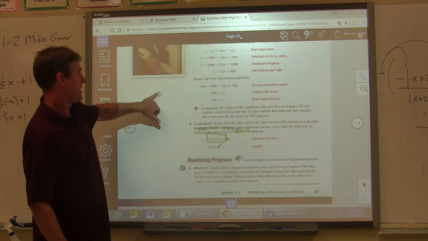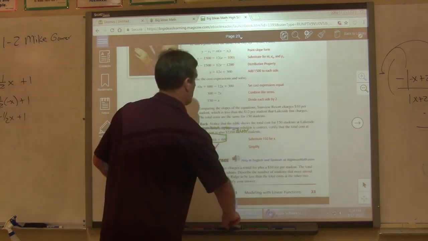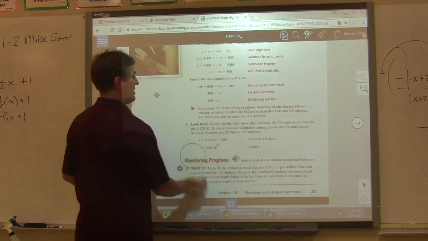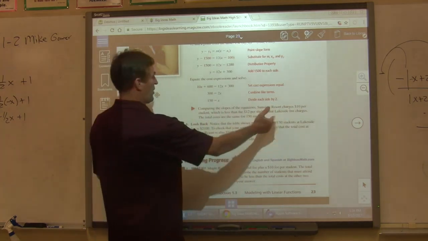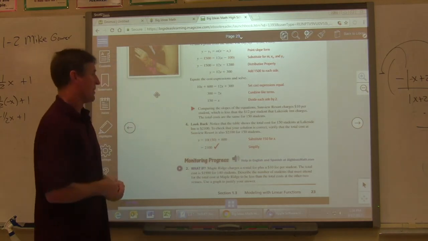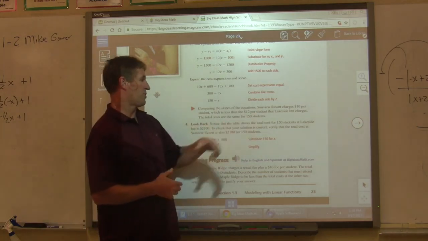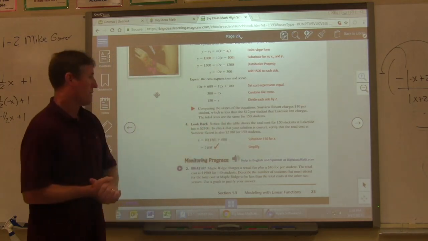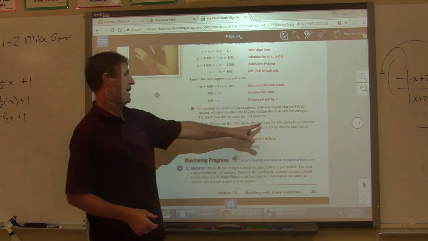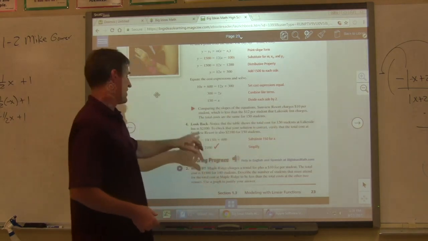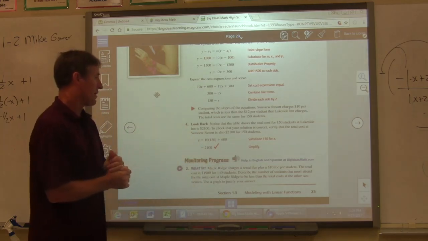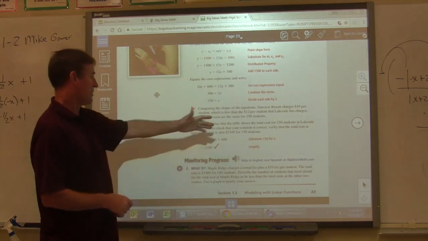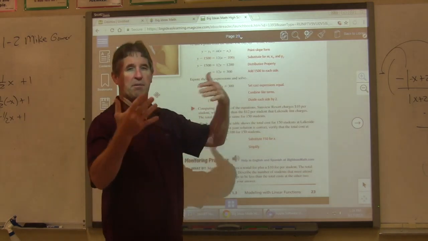Then it says, comparing the slopes of the equations, you can see that Sun River charges $10 per student, which is less than the $12 per student Lakeside Inn charges. The total costs are the same when you get to 150 students. So notice that the table shows the total cost of 150 students at Lakeside is $2,100. So it would be $2,100 for both of them. And you can check this, but it's just a way to compare the two.